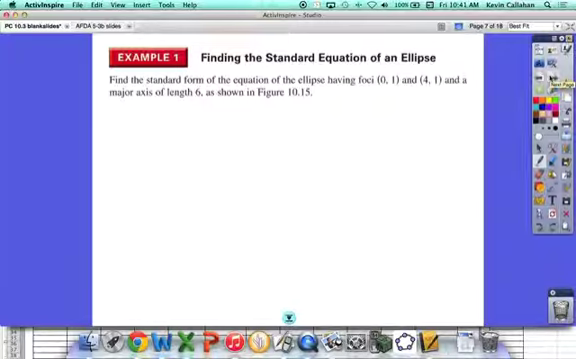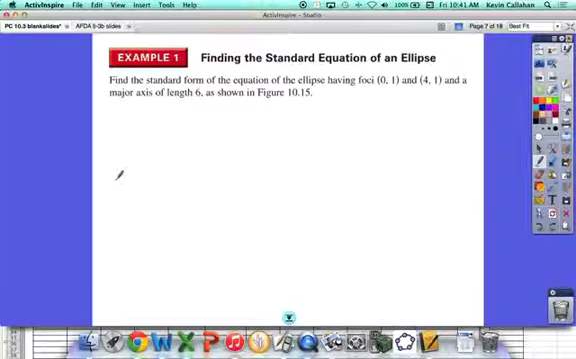So these are the kind of problems we do with this. Find the standard form of equation of an ellipse having foci 0, 1, and 4, 1, and a major axis length of 6. Okay. As always, graph them, right? Before you start doing anything, graph them so you have some idea of what you're looking at. For the most part, you don't even know, should I be using the horizontal or the vertical until you get some kind of a conception of it. So I'm going to do that.